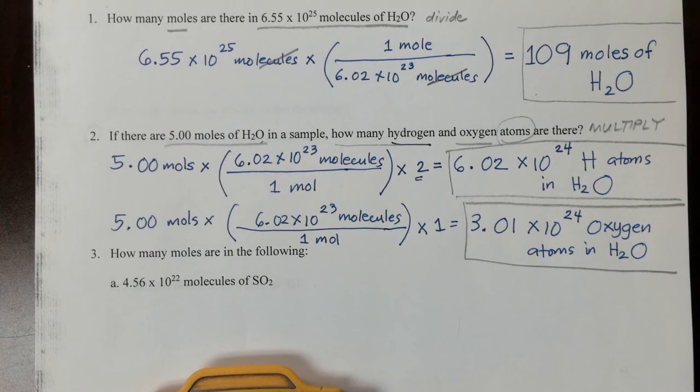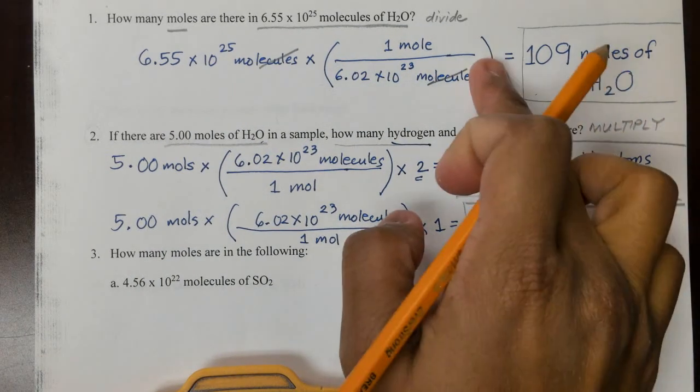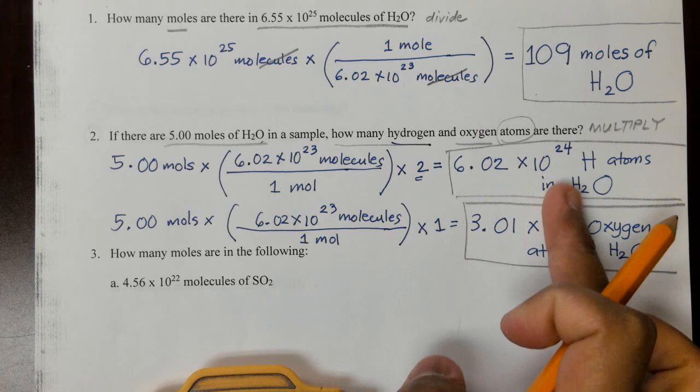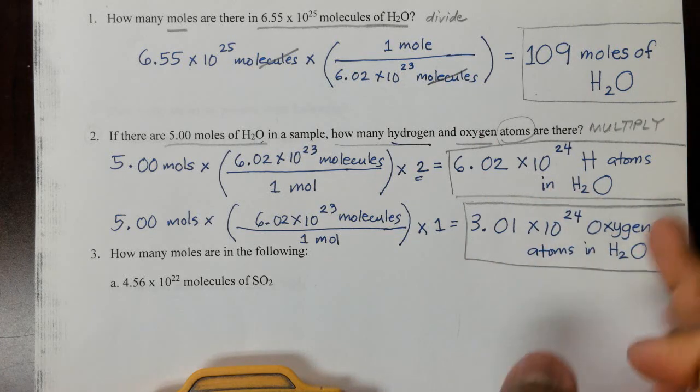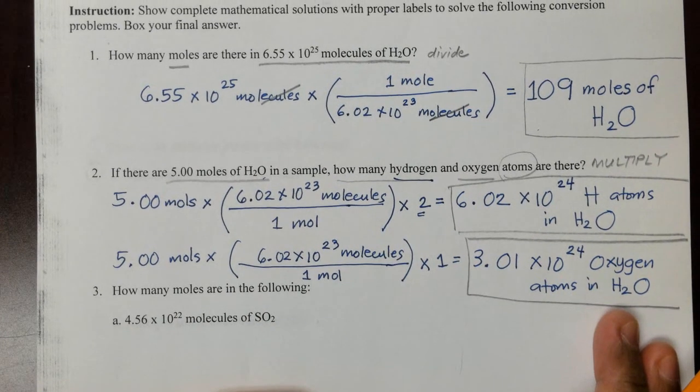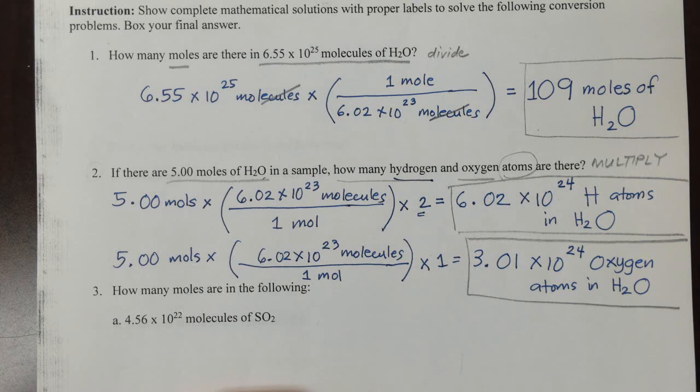So basically, this classwork will be either this style, the divide style, or the multiply style. So that is what CA9 is all about. Now this time, it's going to be your turn to finish the rest of the problems.